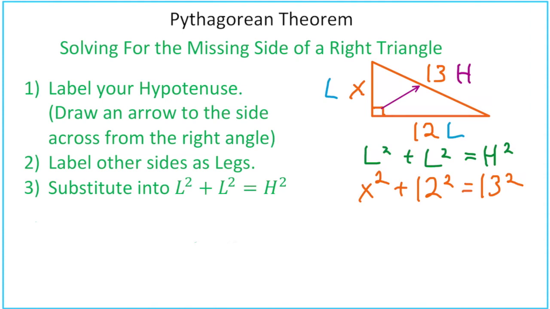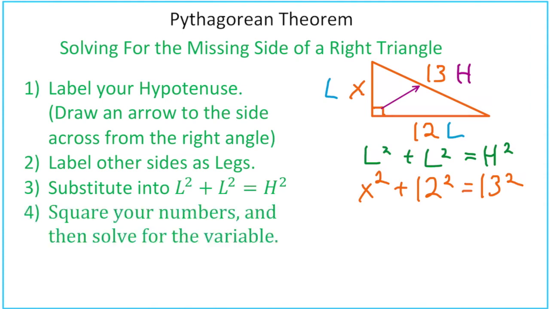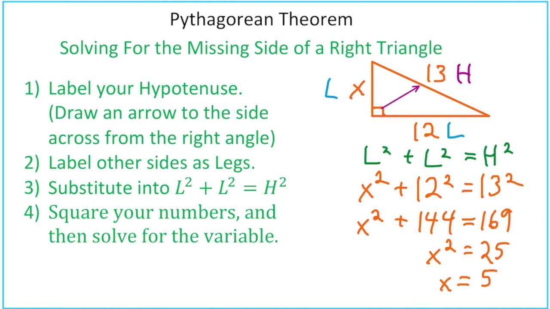The fourth step would be to square your numbers and then solve for your variable. So when we square our numbers out, we get x squared plus 144 equals 169. Then we would subtract 144 from both sides, leaving us with x squared equals 25. And taking the square root of this would give us our answer of 5. Now technically negative 5 also makes x squared equal 25, but it doesn't make sense to have a negative length, so we don't consider that as an answer.